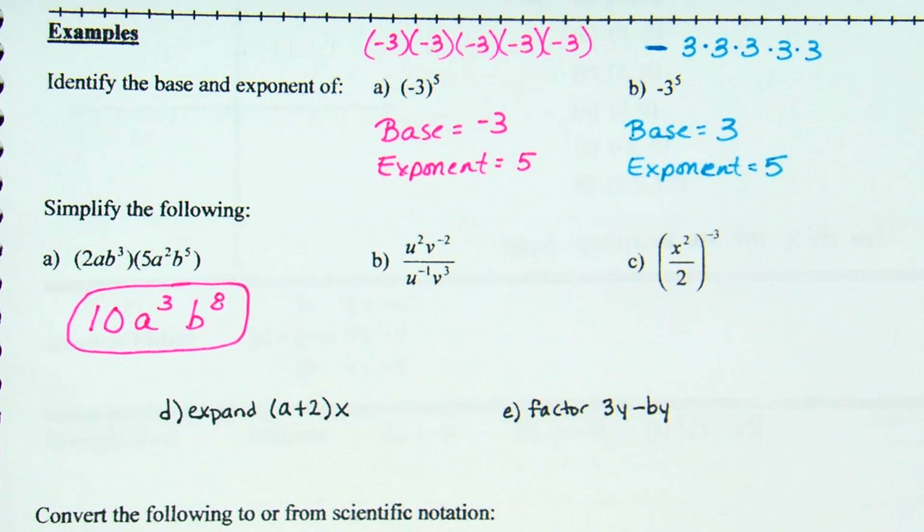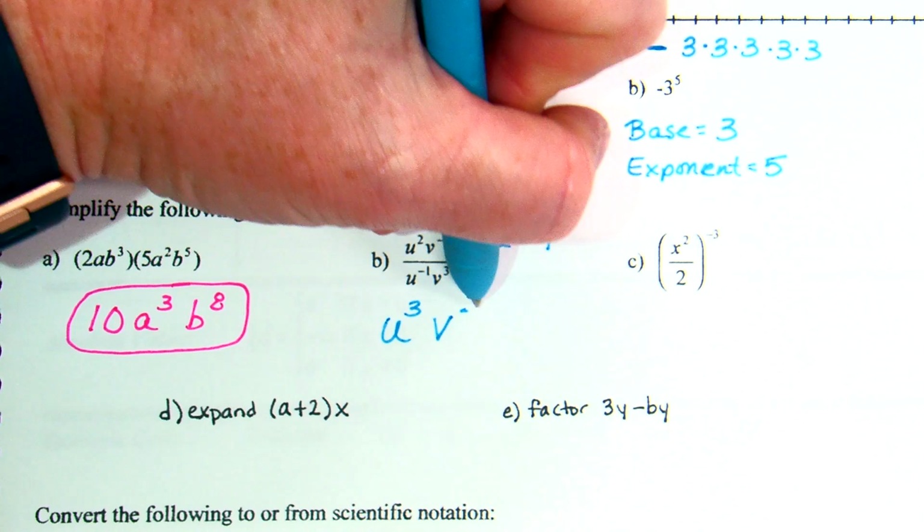Okay, what about B? It's division instead of multiplication. So what's division mean I need to do? Subtract the exponents. So look at your u's. For the u's, it's going to be u to the what? The third, yes. You guys okay with the third? Because you're doing 2 minus negative 1 with the powers you're subtracting, and 2 minus negative 1 is 3. V to the what? Negative 5th, because it'd be negative 2 minus 3, which is negative 5.